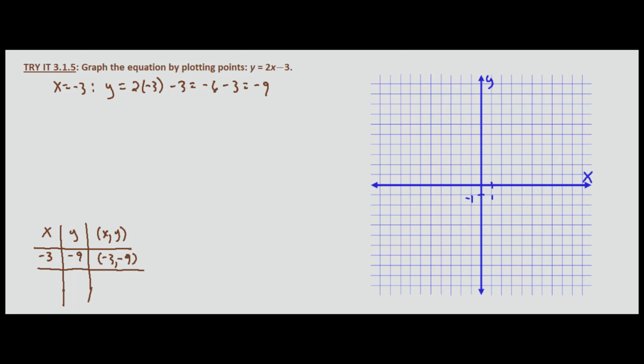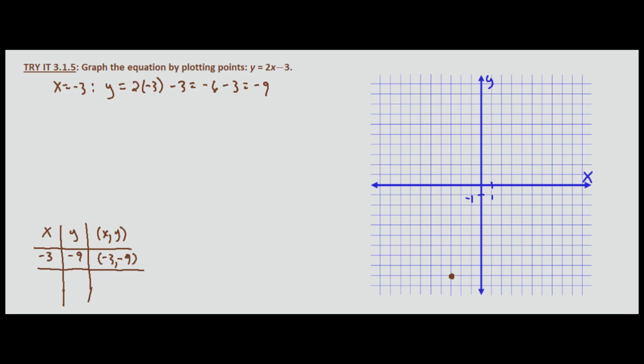So we'll go ahead and plot that point on our graph. 3 units to the left and 9 units down. So 1, 2, 3 units over to the left. And 1, 2, 3, 4, 5, 6, 7, 8, 9 units down. So that's our first point.